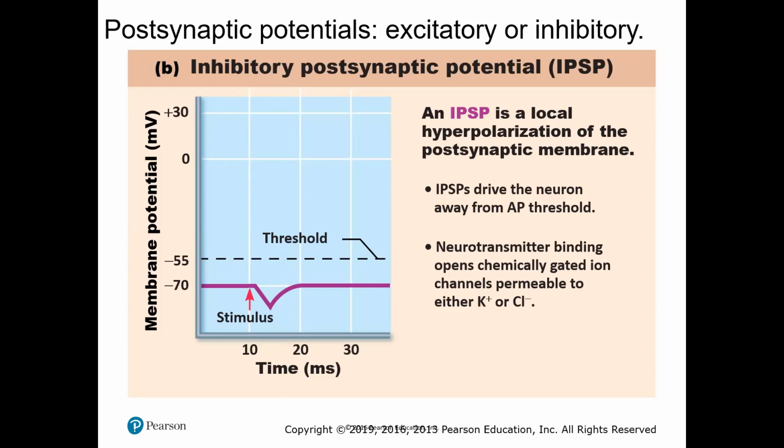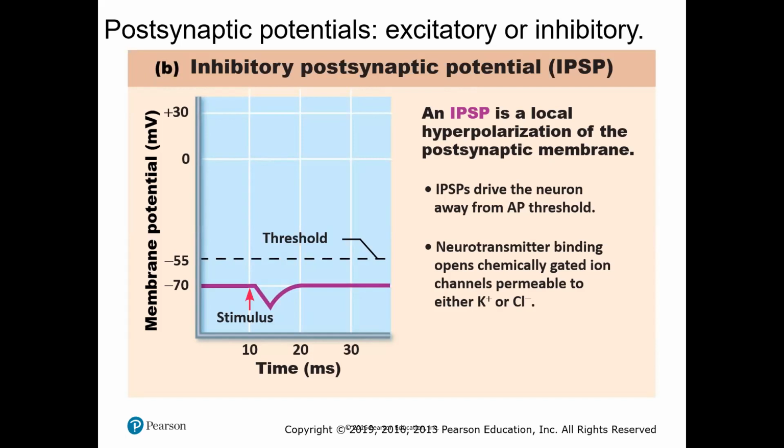And sometimes it can be the same neurotransmitter, it just depends on the location. Acetylcholine, our old friend from skeletal muscle, is excitatory on skeletal muscle, but it is inhibitory on cardiac muscle. Same neurotransmitter, but it is two different responses.